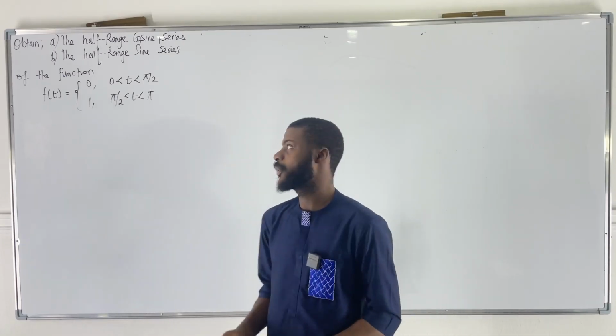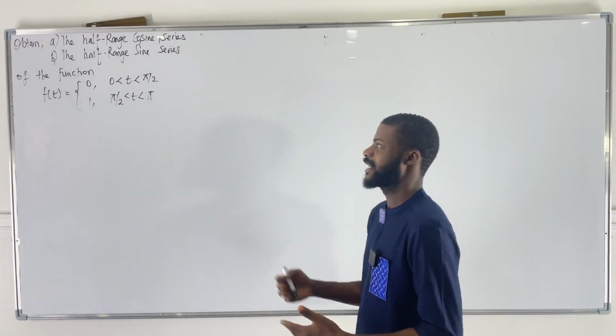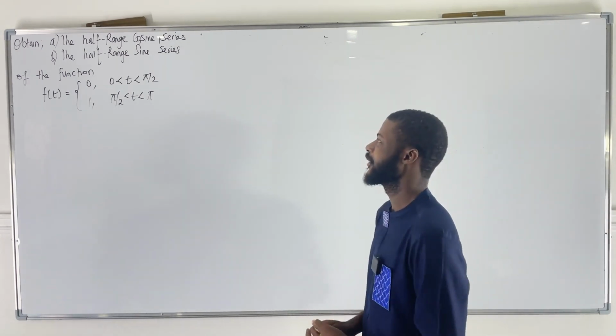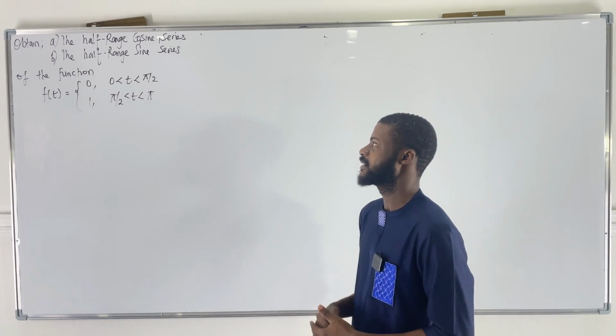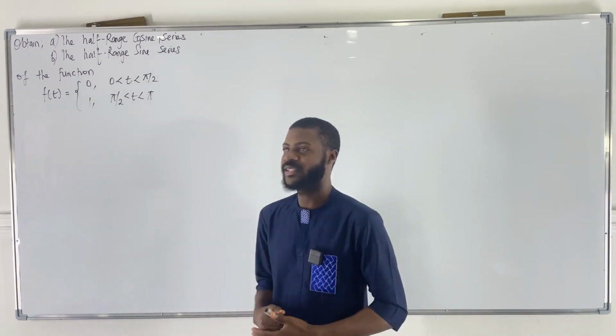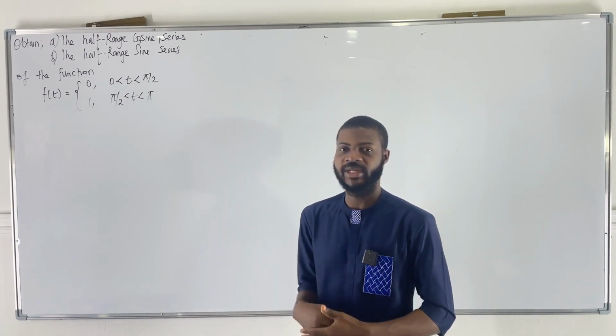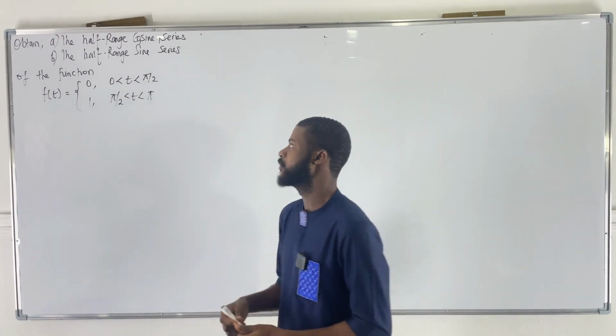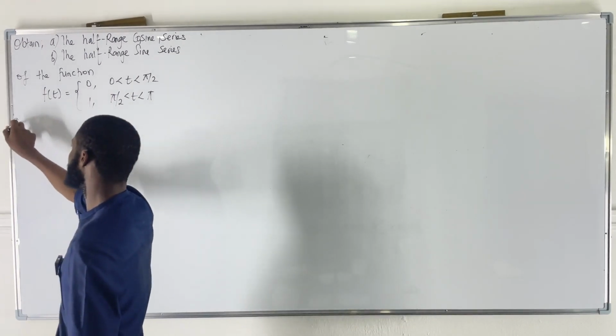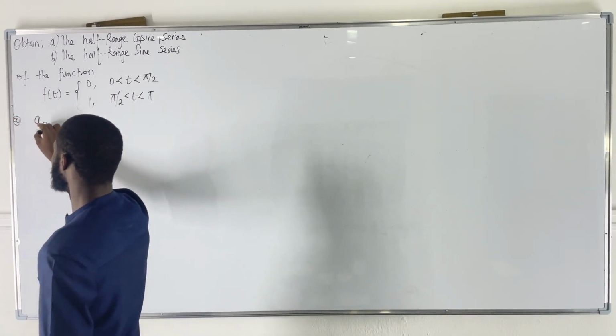Welcome, guys. So we're going to be solving this very problem. It has two in one. So we're going to find the cosine series and we're going to find the sine series. To find the cosine series, we're going to be treating this as an even function. So this will be an even extension. So all we have to do is find a naught. So the a part of this, we're going to get started by finding a naught.